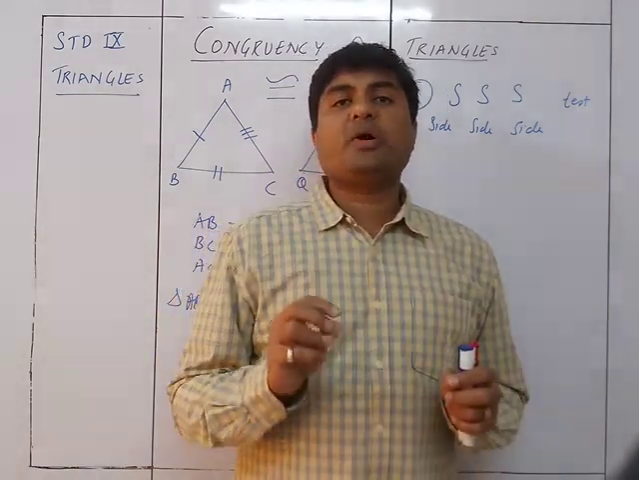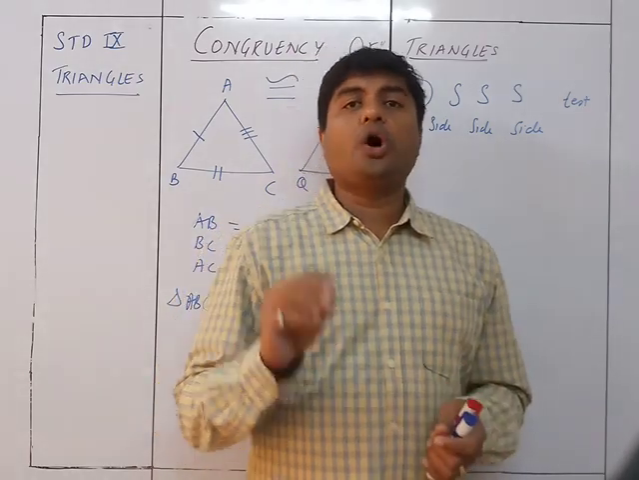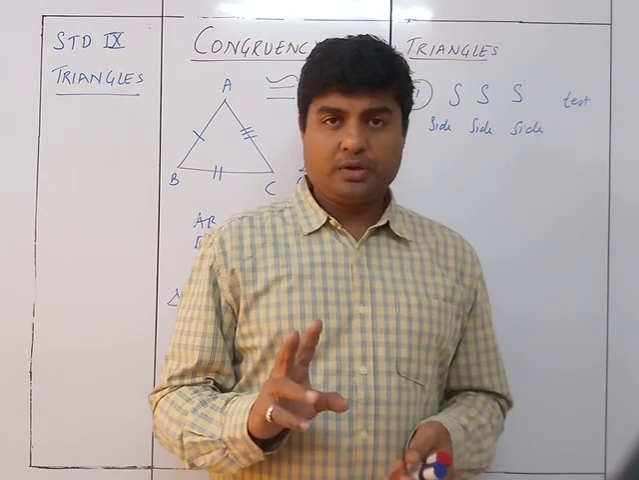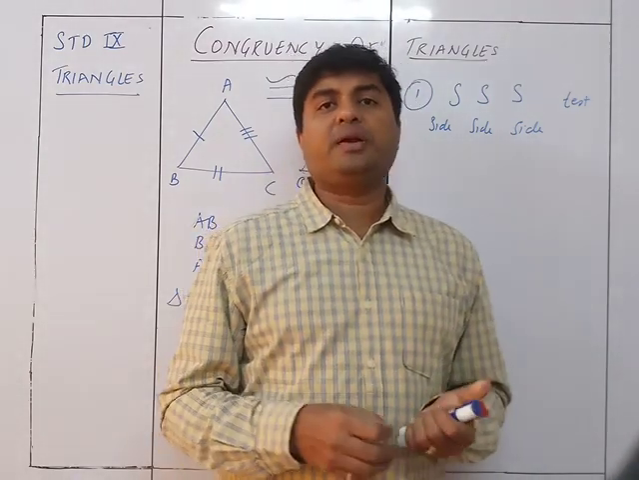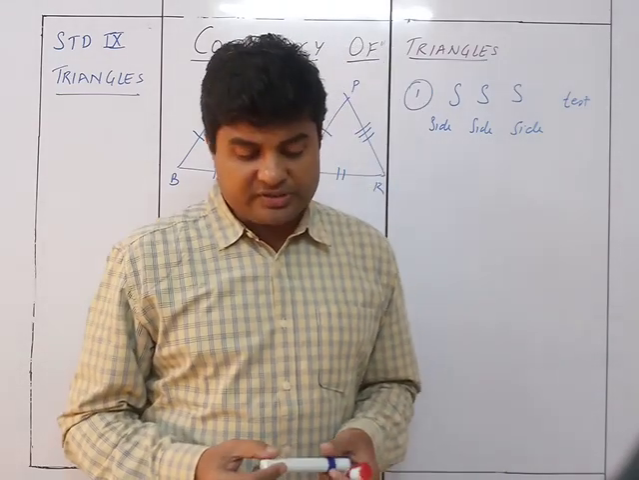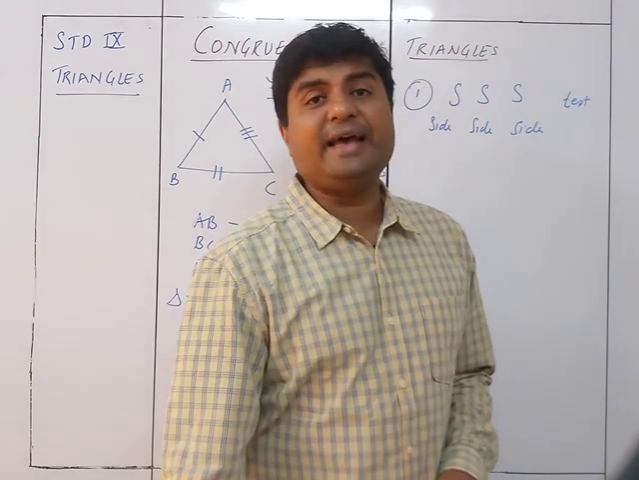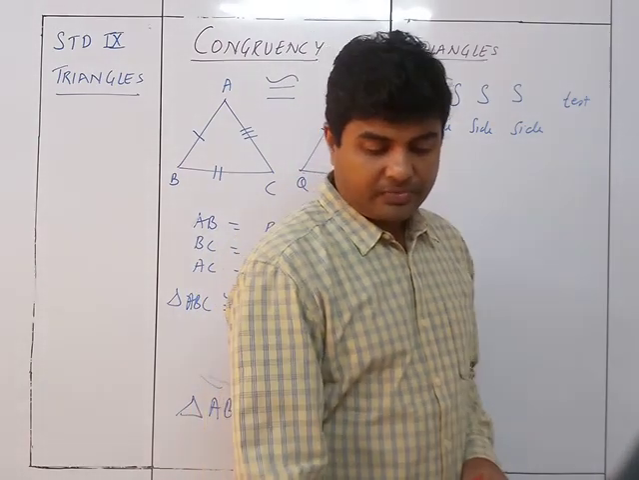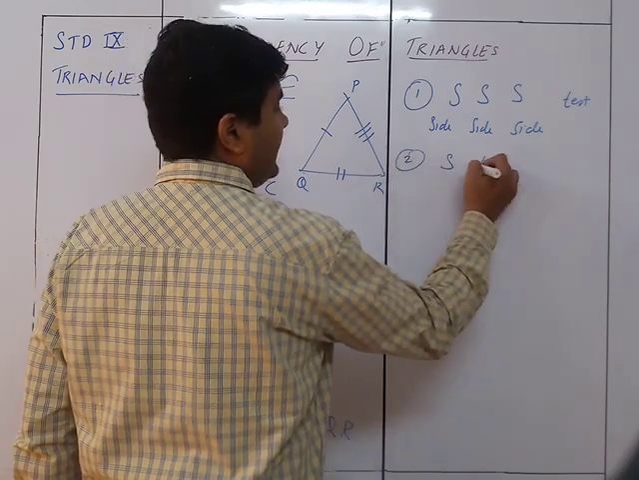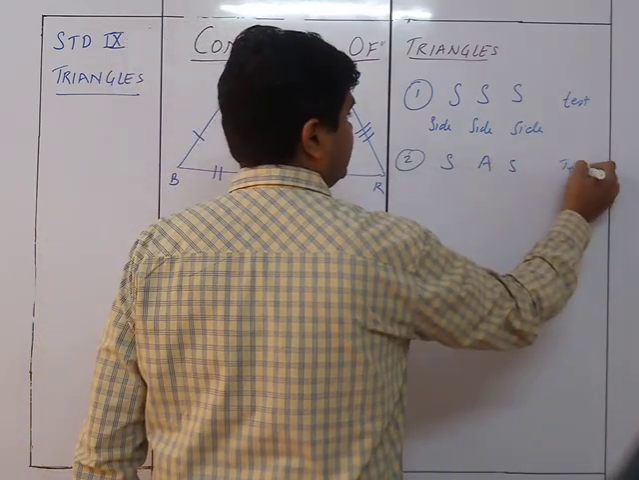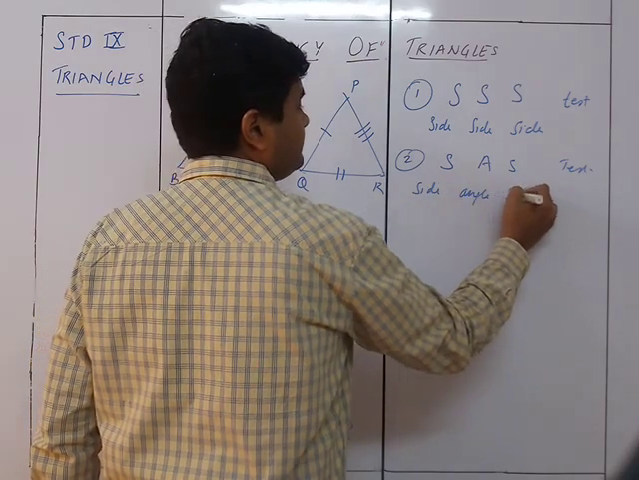It is not possible to get a different kind of figure if all the 3 sides are the same. So based on that construction method, they have come up with this particular test of congruency. So the first test of congruency is nothing but the SSS test. The next test is the SAS test, which is the side angle side test.